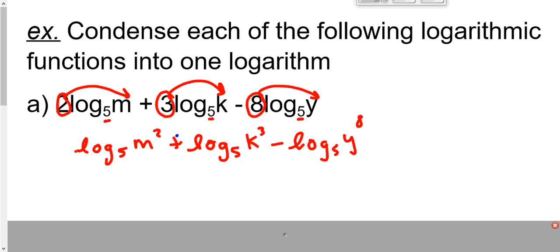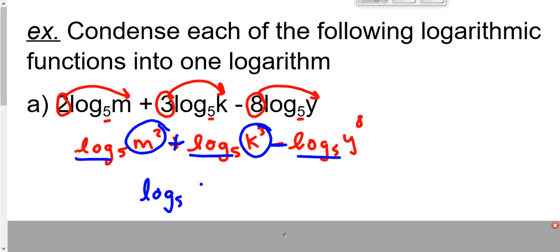Then what we can do, we have 2 separate logarithms added and subtracted. If we have 2 separate logarithms added, they're multiplied, subtracted is divided. So these can become 1 log base 5. So I will only write that once. Then it'll be m squared times k cubed divided by y to the 8th. And that's all there is to condensing this problem.